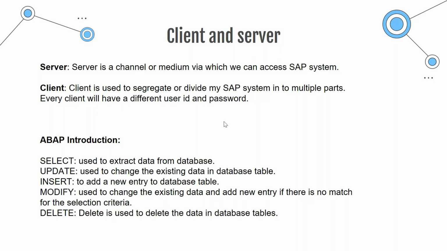So in this case, I'll only have one single database. My database is the same. But I will segregate my one single SAP system into multiple parts by using a client. Every client can have different data. There's no need that all the clients will have the same data. The purpose of having a separate client is to have separate data in every client. Basically, your data will be different.